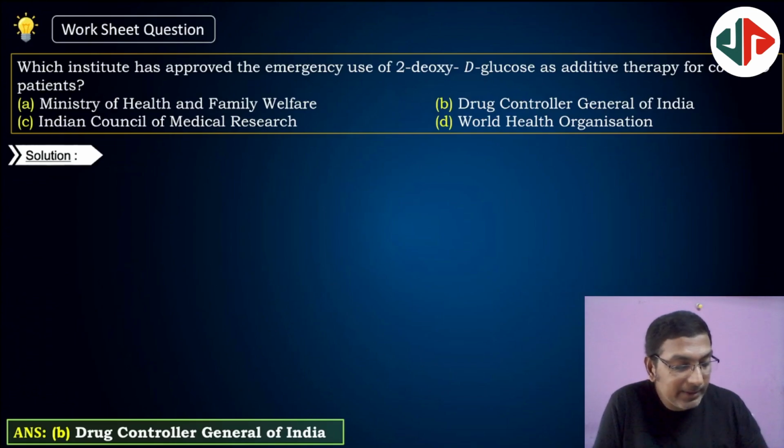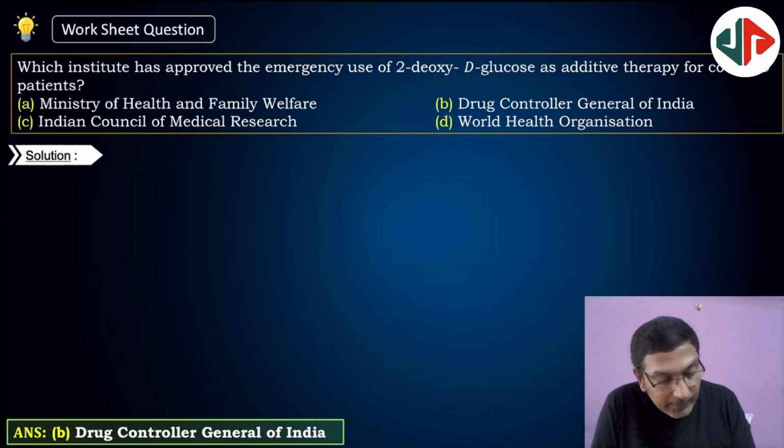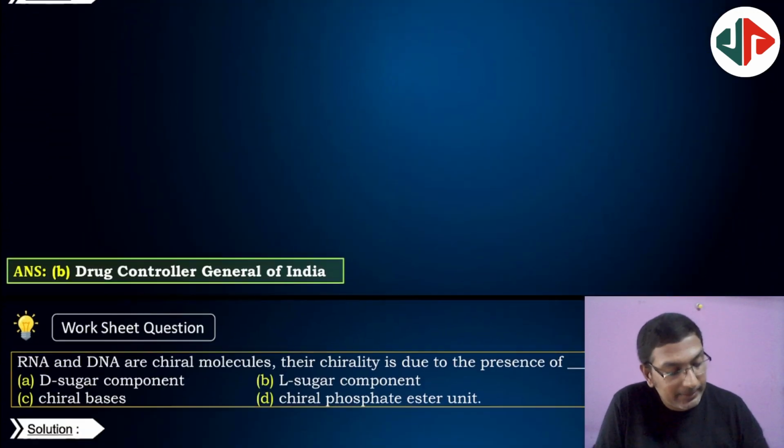So, which institute has approved emergency use of 2-deoxy-D-glucose as adjunctive therapy for COVID-19 patients? So, simply Drug Controller General of India. Drug Controller General of India. DCGI. Direct question. Next.